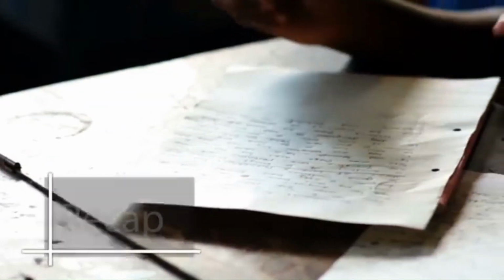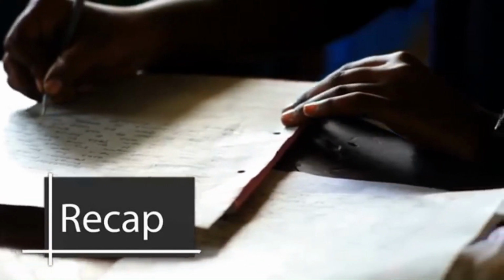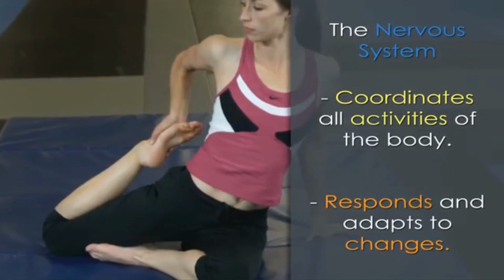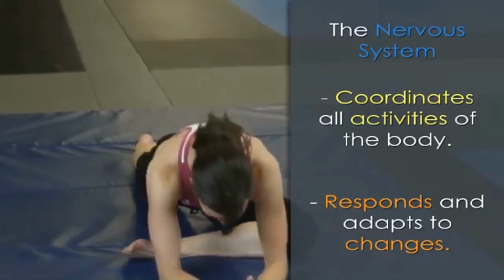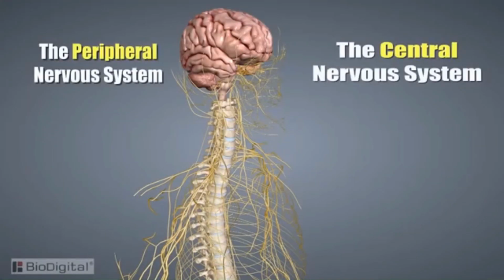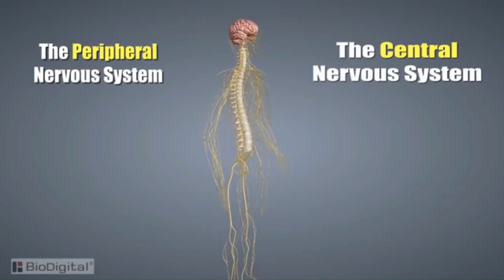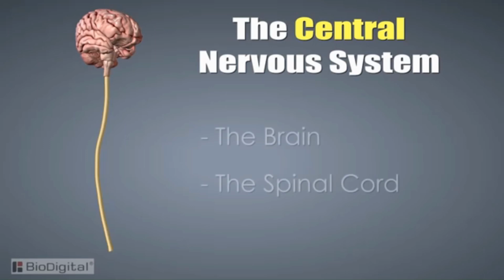Now at this point, you should have a basic understanding of the nervous system, but let's do a quick recap. The basic purpose of the nervous system is to coordinate all the activities of the body. It enables the body to respond and adapt to changes that occur both inside and outside the body. The two major parts to the nervous system are the central nervous system and the peripheral nervous system. The central nervous system is also divided into two major structures, the brain and the spinal cord.